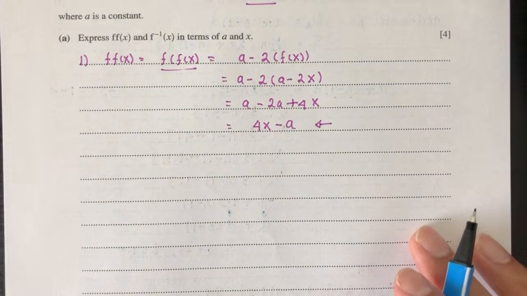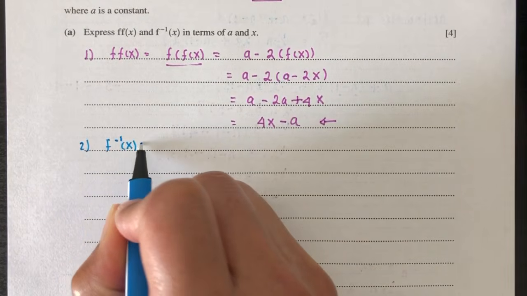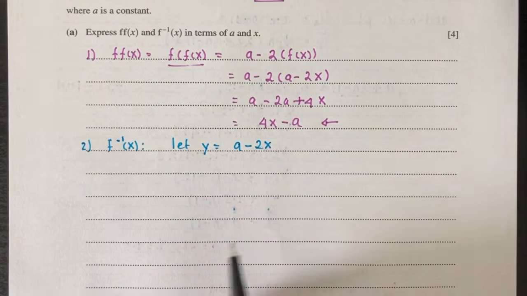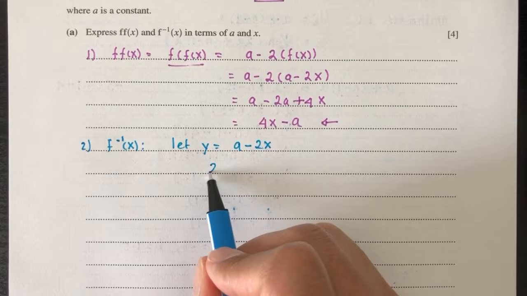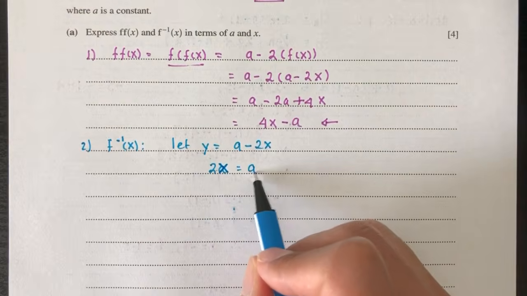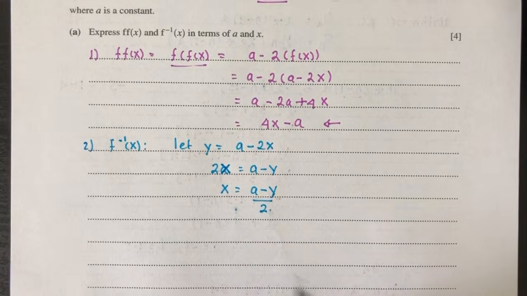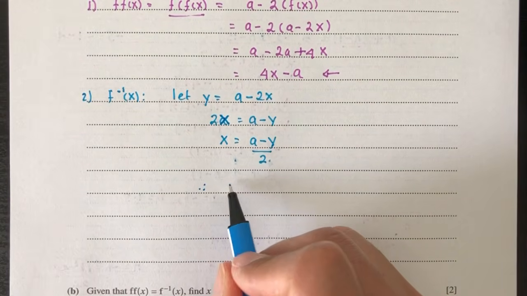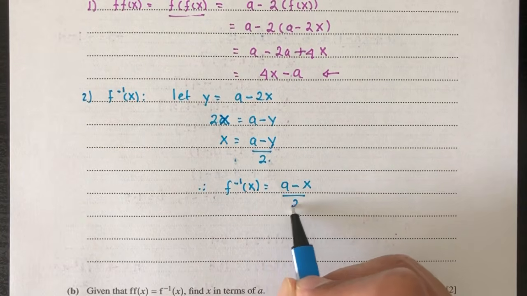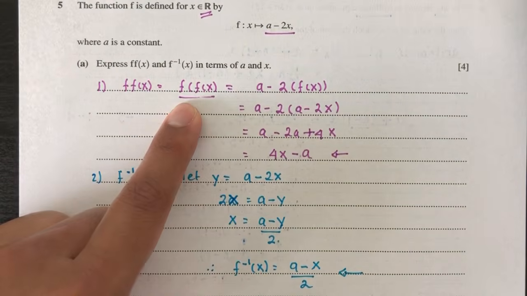So now let's move on to f inverse of x. So what is f inverse? The first step is to let y equal to f of x, which is a minus 2x. Then we have to make x the subject of formula, that becomes 2x, we send y over here, that becomes a minus y. x becomes a minus y divided by 2. So from this, we'll have f inverse of x in terms of x, that will be a minus x divided by 2. Okay, here you go. That will be your f inverse and your f squared of x.